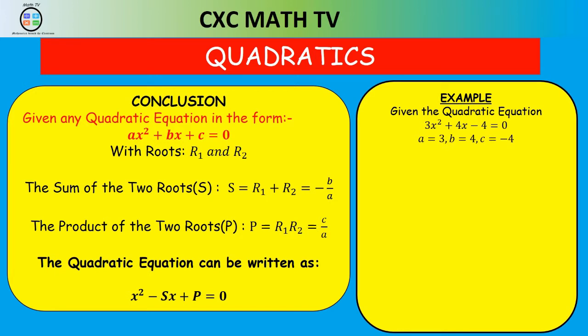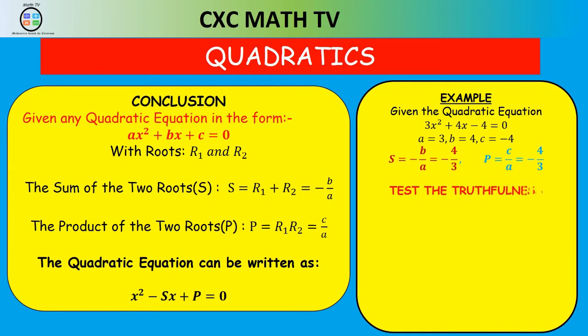And so the sum of the roots would be minus b over a, which works out to be negative 4 over 3. The product of the two roots would be c over a, which is equal to negative 4 over 3. Now let's test the truthfulness of it.